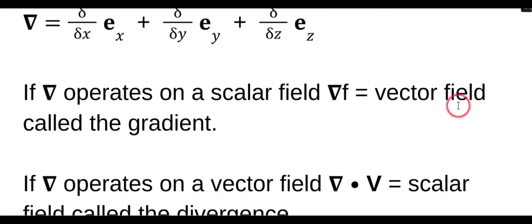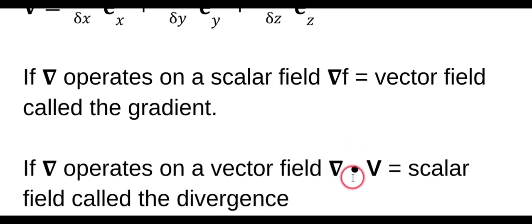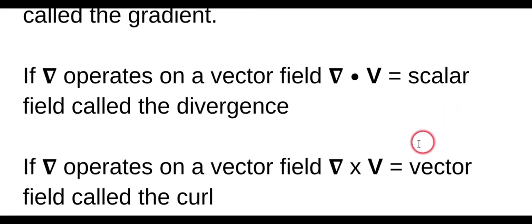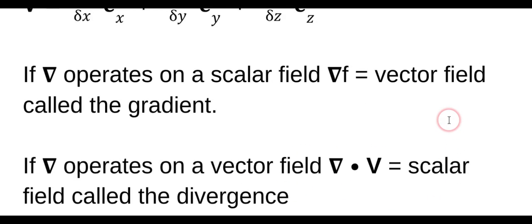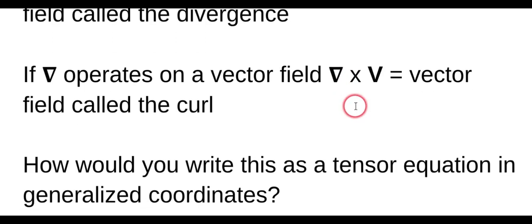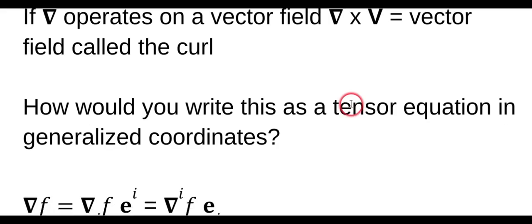If we use that operator to act on a vector field via the dot product, we call that a scalar field, and it's the divergence of v. Okay, so del dot v is a scalar field, and we call it the divergence of v. Now, there's one more. If the del operates on a vector field via the cross product, that yields a vector field, and we call that the curl of v. So here are three very common ways you see the del operator used in science and engineering, okay? So how can we express the del operator as a tensor equation, okay?